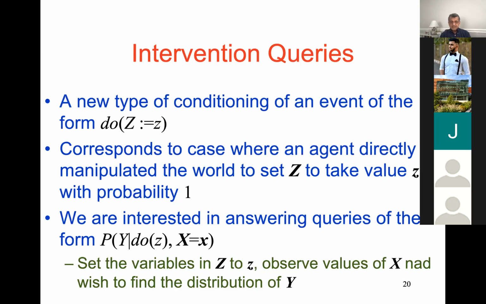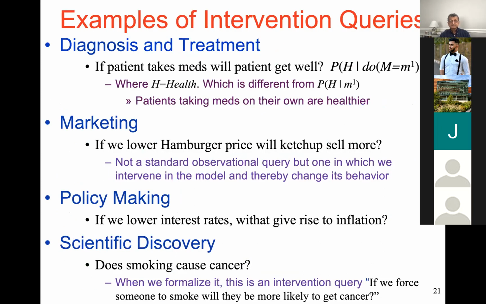We're interested in answering queries of the form P of y given do z, x equal to x. Set the variables z to z, observe values of x, and wish to find the distribution of y. Well, where would this be useful? Examples of intervention queries.